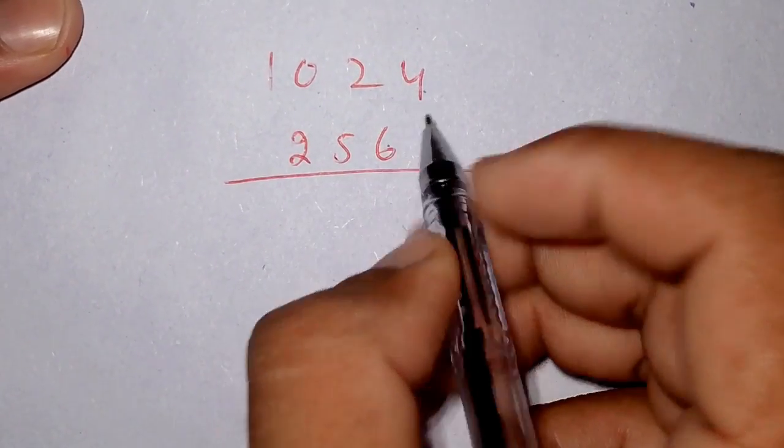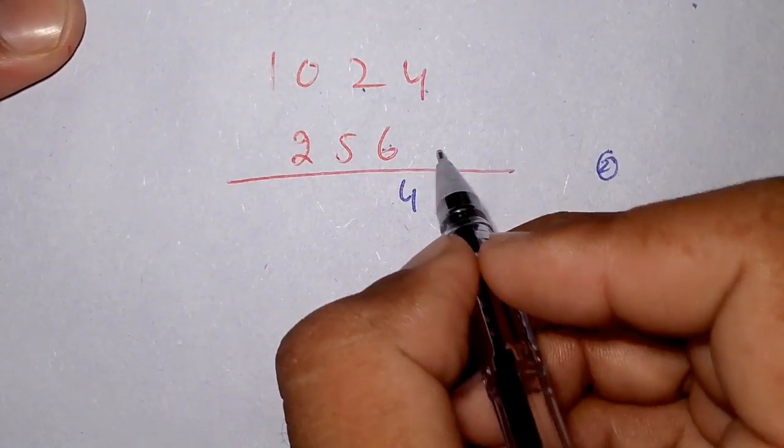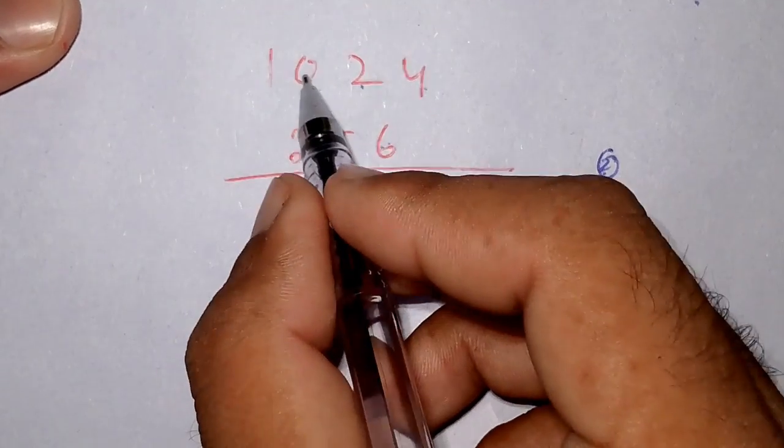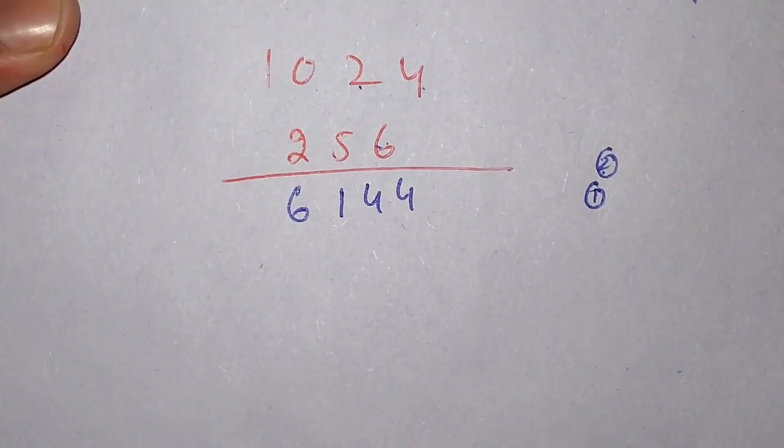So 6 times 4 is equal to 24. 2 carried. 6 times 2 is equal to 12. 12 plus 2 is equal to 14. 1 carried. 6 times 0 is equal to 0. 0 plus 1 is equal to 1. And 6 times 1 is equal to 6.